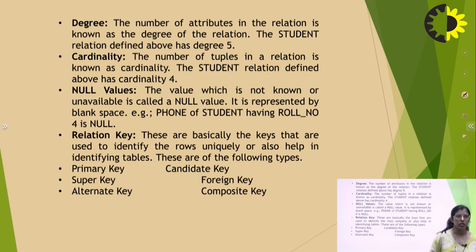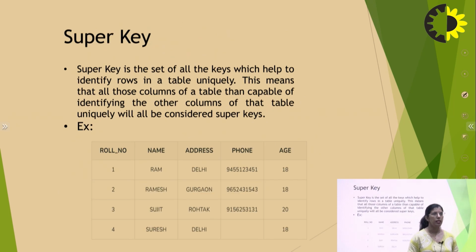Next is relation keys. There are basically some keys that are used to identify the rows uniquely, and also help in identifying tables. These are of the following types. First is primary key, super key, alternate key, candidate key, foreign key, and composite key. Let's discuss each key one by one.